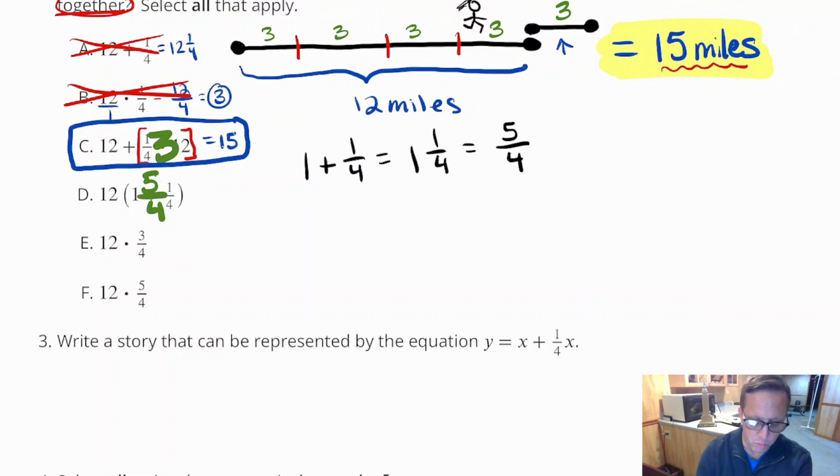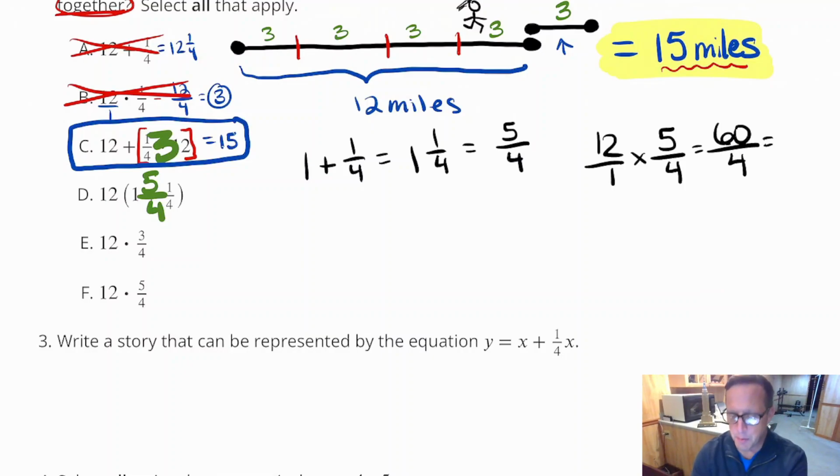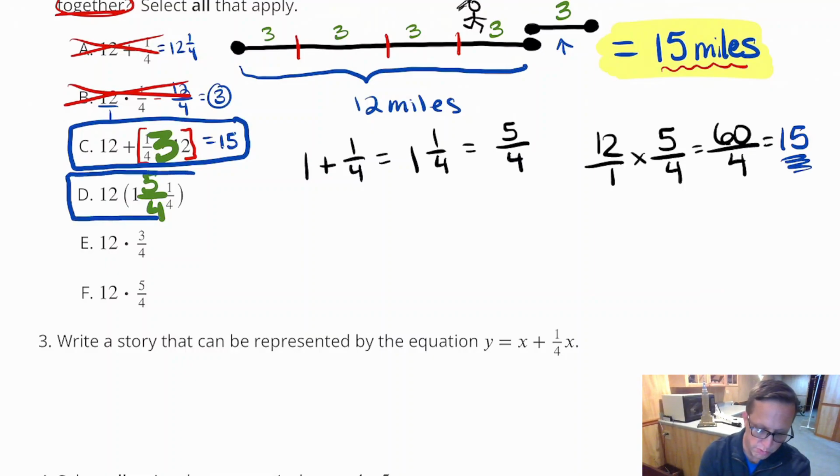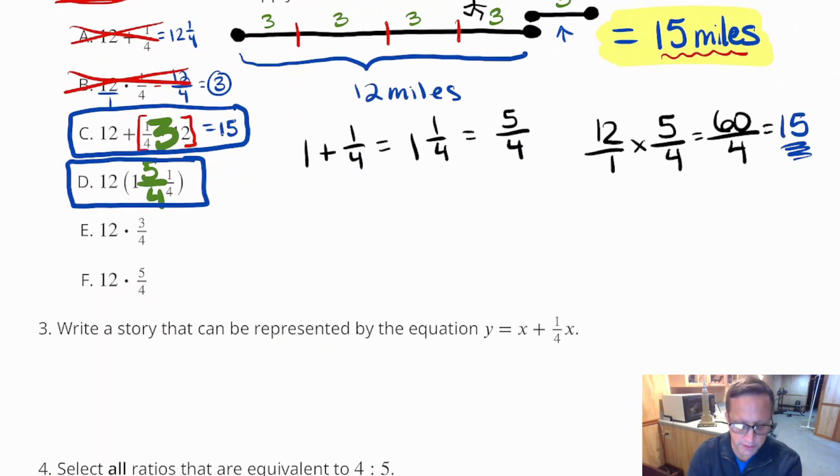Okay, so now we've got 12 times 5/4. So 12 times 5 is 60. 1 times 4 is 4. And 60 divided by 4, top divided by bottom, is going to be 15. Which is, yay, we got it. Okay, so then D is also equivalent.